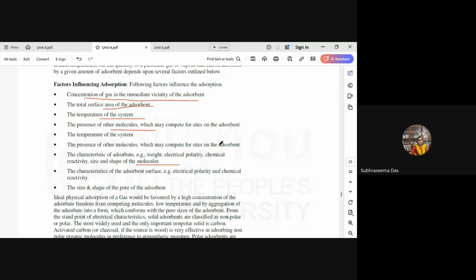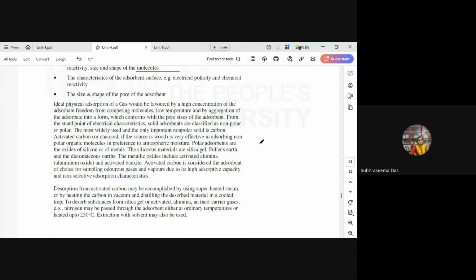Now, ideally speaking, the physical adsorption of gas is highly favorable because we have a high concentration of the gas pollutant that adsorbs on the surface of our material. The most widely and commonly used non-polar solid is carbon, mostly in the form of activated charcoal. We know activated charcoal, like charcoal from burning wood, is very effective in adsorbing non-polar organic substances from the atmosphere in preference to atmospheric moisture. Now polar adsorbents are the oxides of silicon or of metals, the metallic oxides like alumina, that is from bauxite.